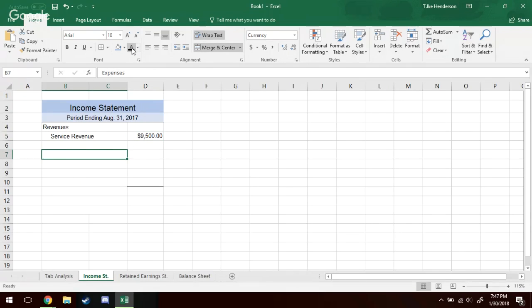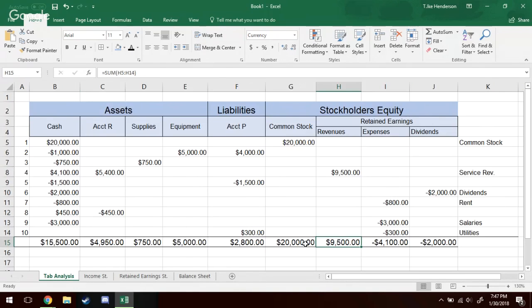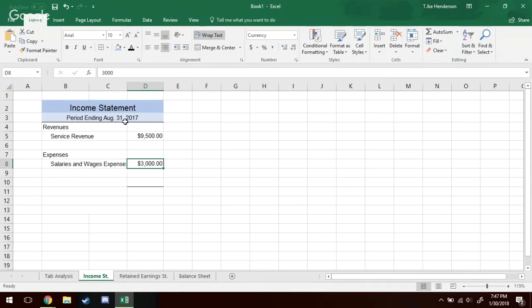Next, we record our expenses. First, we will record our salaries and wages expense, which is over here at $3,000. Next, our rent expense, which on the tabular analysis was $800. And finally, our utilities expense, which totaled $300. This gives us our total expenses of $4,100.